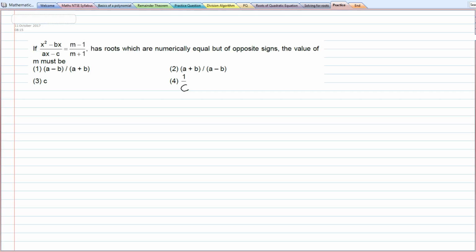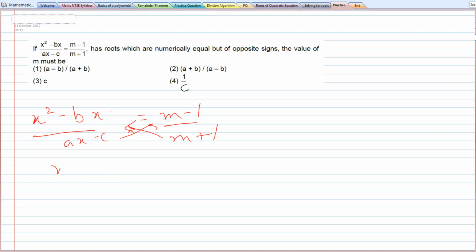So the answer for this question is m is equal to a minus b upon a plus b. That is option number first. Let's see how it is solved. So first of all, we have to cross multiply this, right, and get it into a standard quadratic equation form, right? So the quadratic equation will be this.